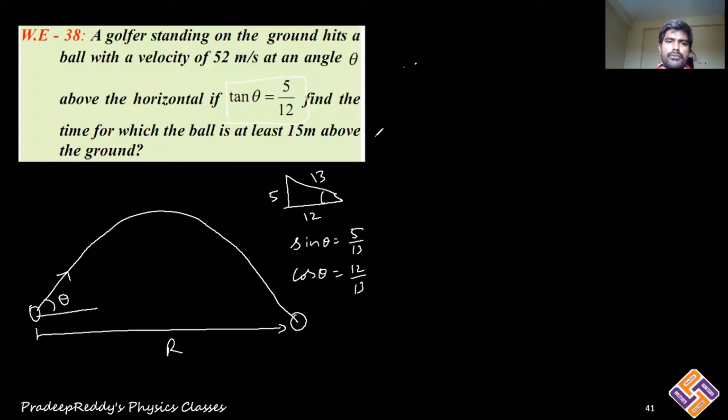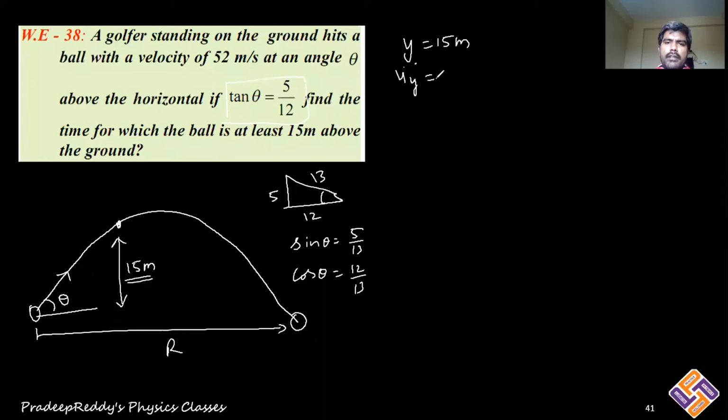You are now supposed to find out the time taken for which the ball is at least 15 meter above the ground. So when the ball is going up, at some particular point from the ground, if we calculate, it is 15 meter. So along the y direction, what is he giving? Along the y direction, the distance traveled by the body is 15 meter. So y is equal to 15 meter.